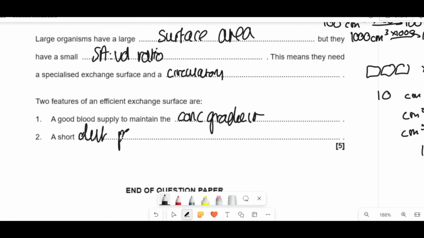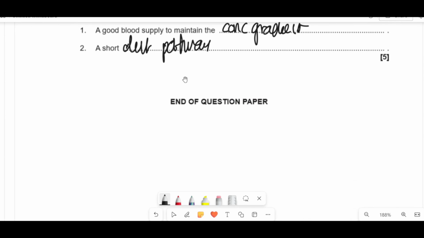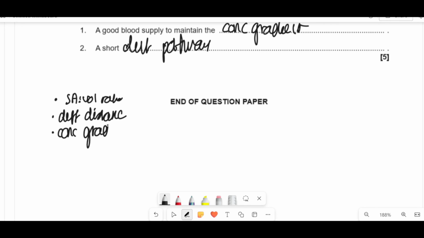a short diffusion pathway. Whenever you're talking about anything to do with exchanging substances, you need to think about surface area to volume ratio. You need to think about the diffusion distance. You need to think about the concentration gradient and how it's maintained. And as well as that, where possible, temperature. Although remember that you can't change the temperature of yourself to go really high, you could die.